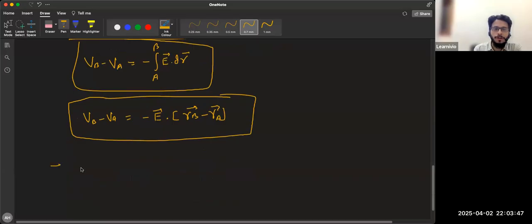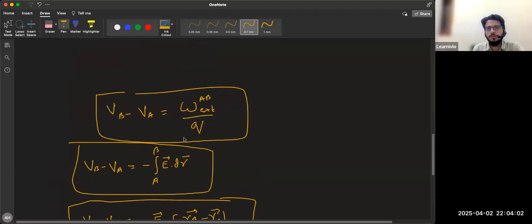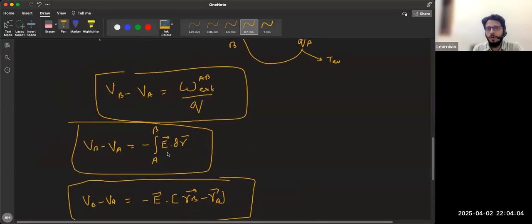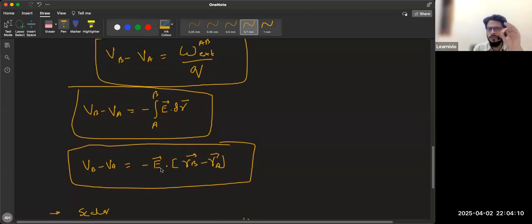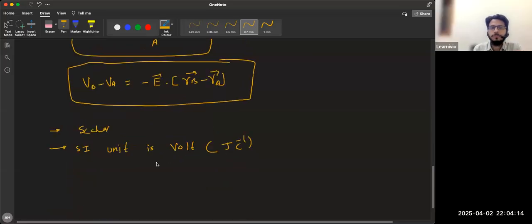So what kind of quantity is potential? A scalar quantity. Its SI unit is volt. It's joule per coulomb, and that joule per coulomb is known as volt. This is general discussion. So if you have a non-uniform field, then you will integrate the field and you get potential difference. But if you have a uniform field, then just simply take E dot RB minus RA and you will get the potential difference.